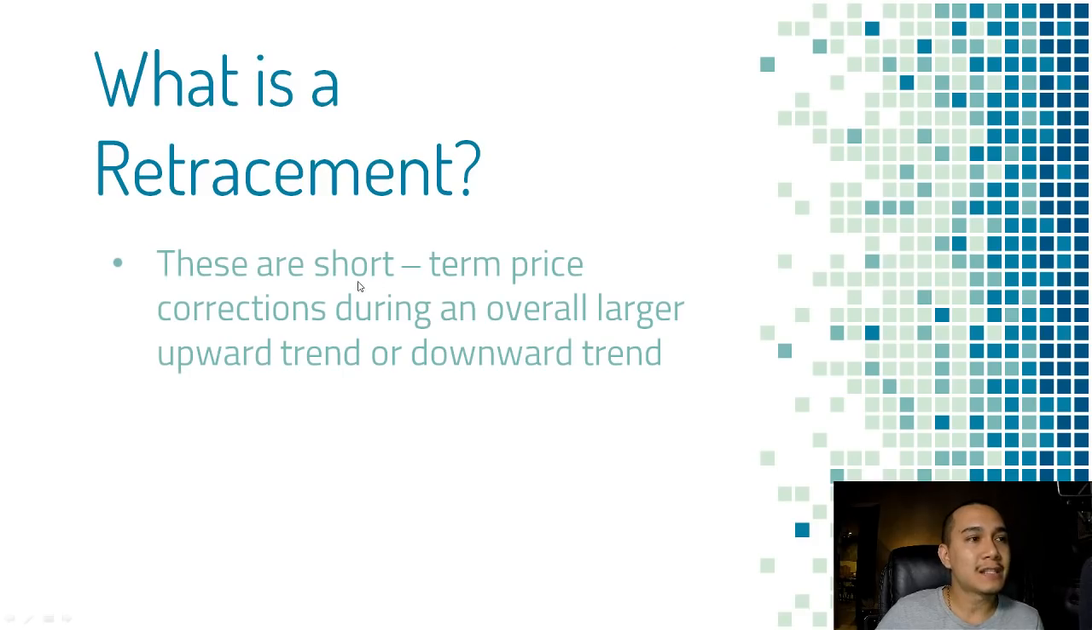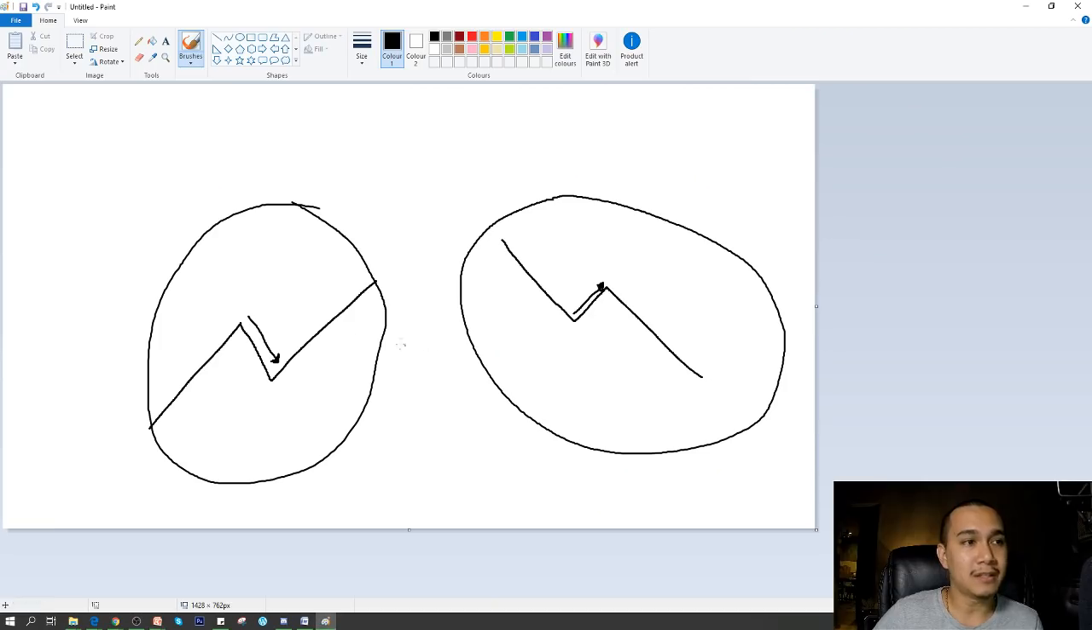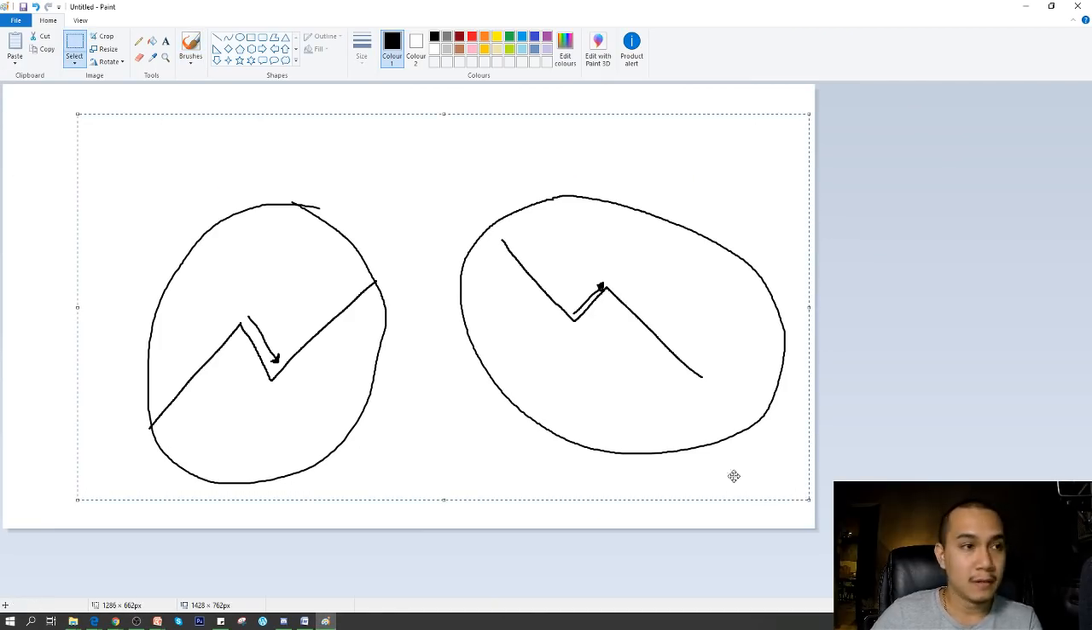But anyways, those are retracements, right? So these are short-term price corrections during an overall larger direction. Is it an upward trend or a downward trend? A temporary correction and not a reversal of a trend, right? Because you know that a reversal of a trend looks like this right here.